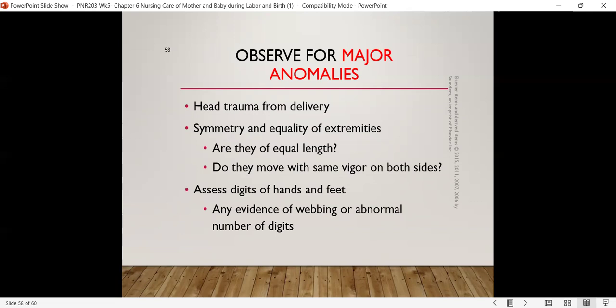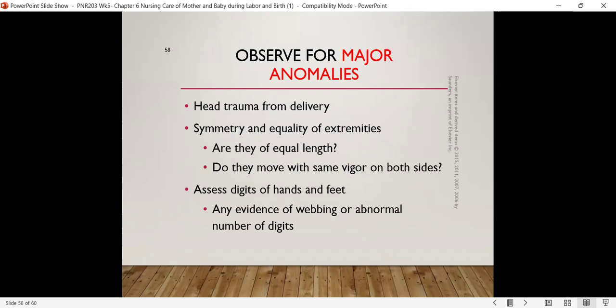And now we also look at symmetry. Are the extremities equal? Remember, that was part of the amniotic fluid. That's why it's good to have that amniotic fluid, because it allows the arms and the limbs to grow symmetrically, even. And so we want to look at that too. And when you're looking for equal length, do they move with the same kind of vigor on both sides? Do they move the same way? Is one sluggish, one faster? You want to take note of that.